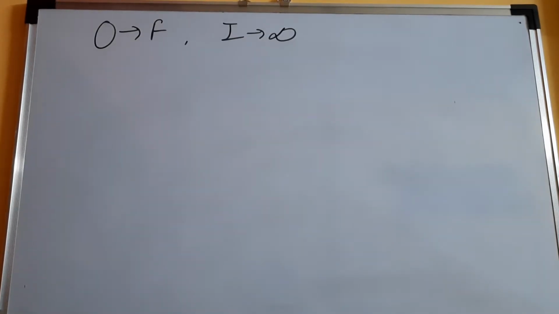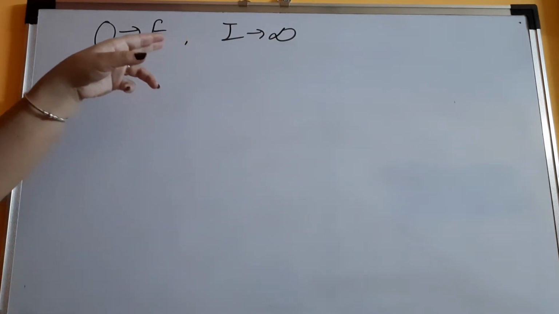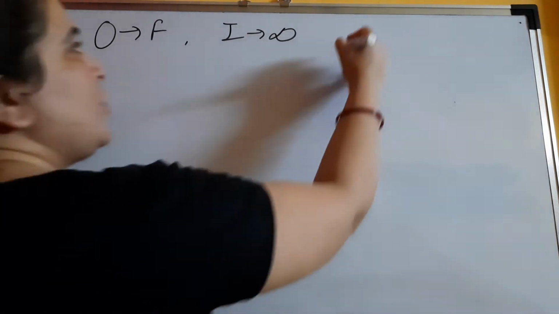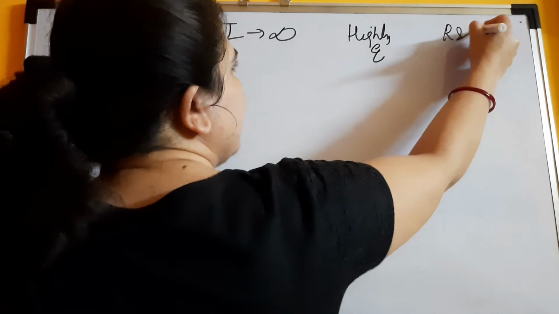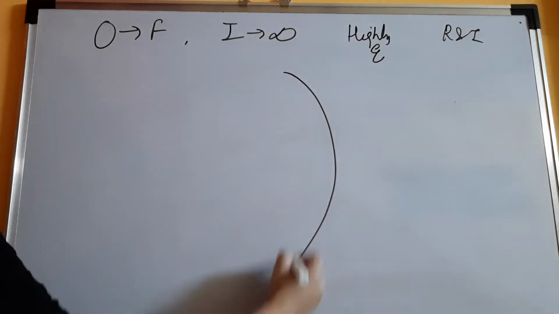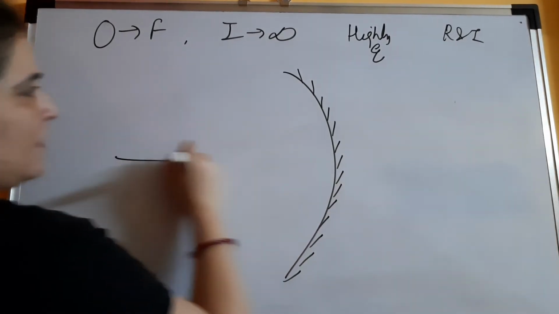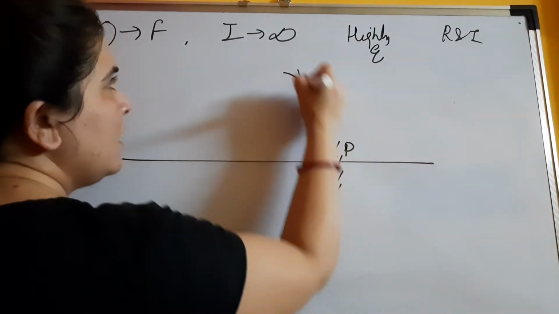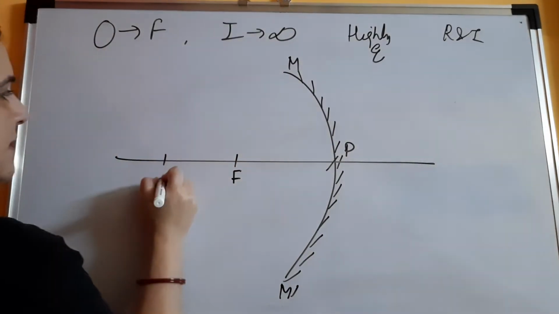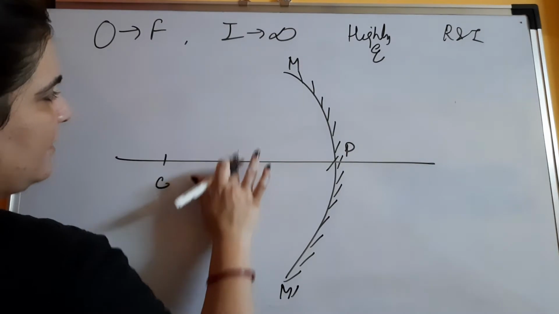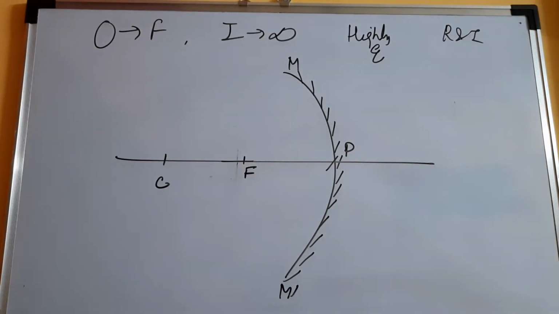Now the second case that we are talking about is object is at focus, image is going to form at infinity. It is going to be highly enlarged and real and inverted. So again let's make a concave mirror. This is a concave mirror that we have taken. Principal axis, pole, aperture, we have focus, we have center of curvature. Don't make it too obvious.